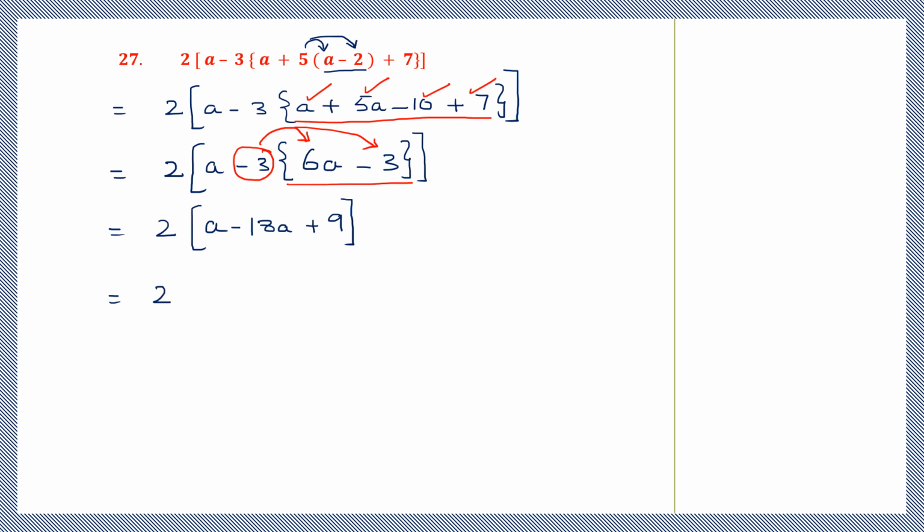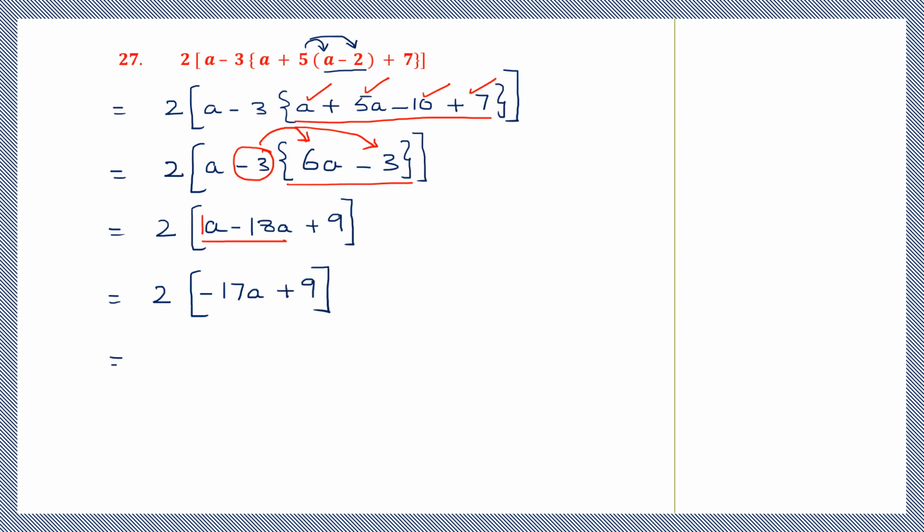Now we have to remove the square brackets, but before that, see if you can simplify something inside. So this is 1. So 1a minus 18a. Put the sign of the bigger number and subtract. 18 minus 1 is 17. 17a plus 9.